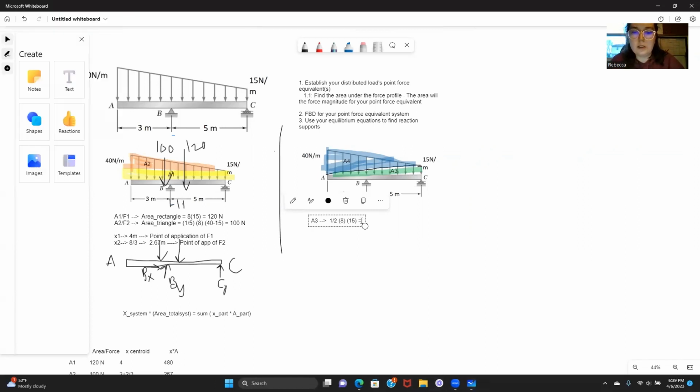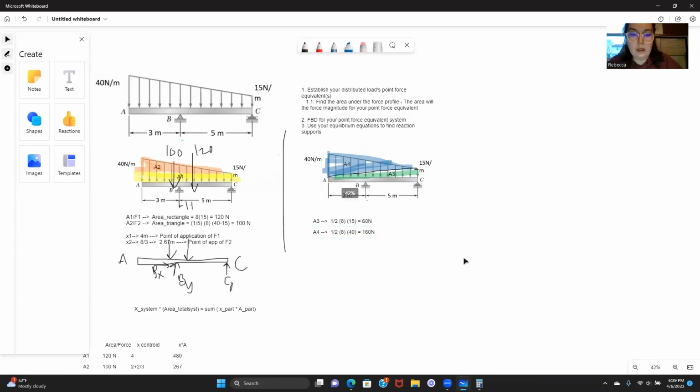Which will give us 60. So the point force equivalent of area 3 is 60 newtons, or negative 60 newtons, in the negative y direction. For A4, it's going to be 1/2 base times height. The value that's different here is our height is going to be 40 newtons. So the point force equivalent of area 4 is 160 newtons. These are going to act on their respective centroids. It's going to be the 1/3 mark.